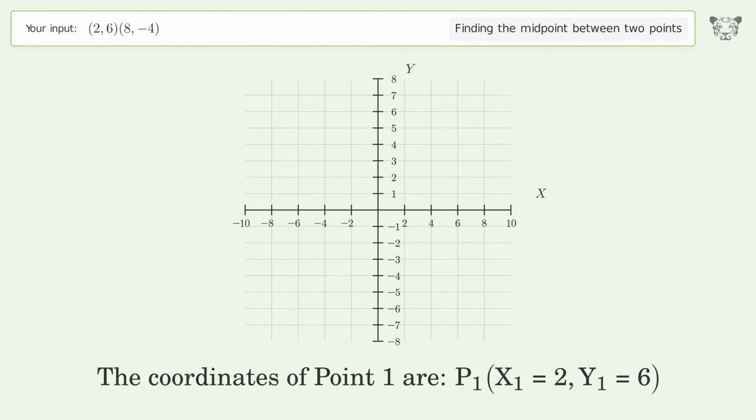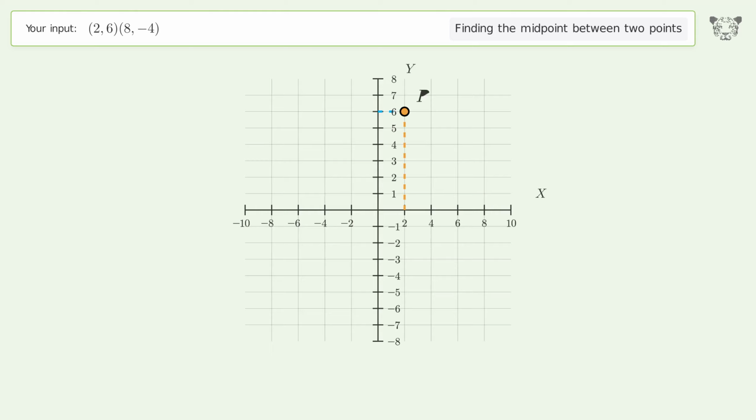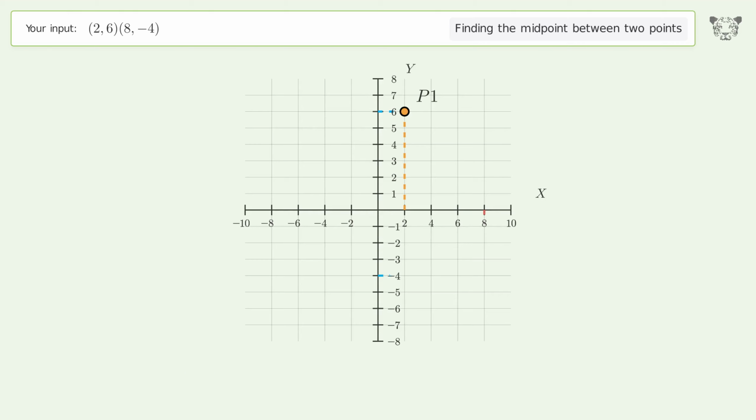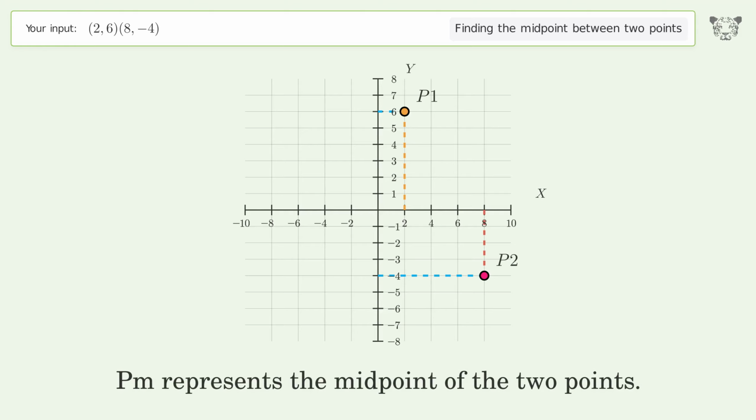The coordinates of point 1 are x1 equals 2, y1 equals 6. The coordinates of point 2 are x2 equals 8, y2 equals -4. PM represents the midpoint of the 2 points.